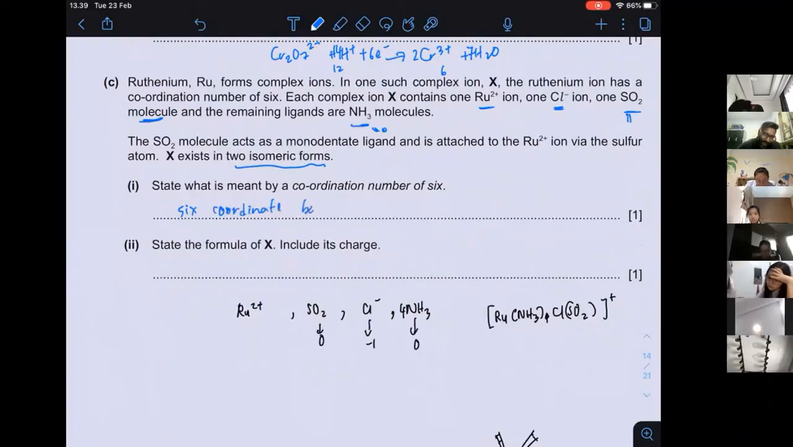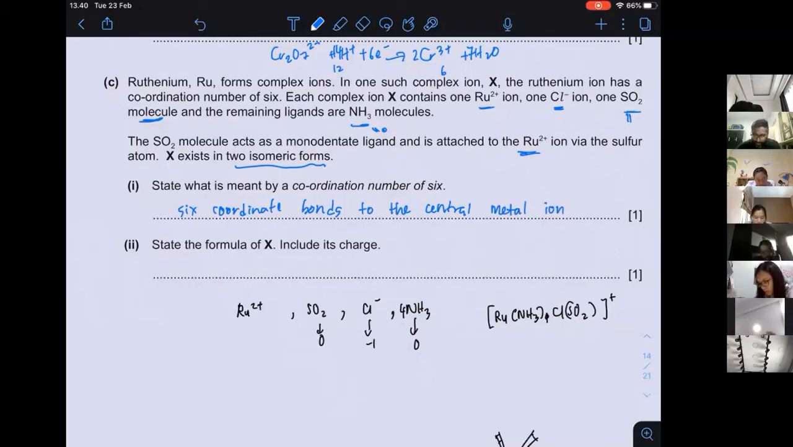Okay, but it's not enough to just simply say 6 coordinate bonds. You must say 6 coordinate bonds to where? To the central atom. Okay, in this case, this is not atom. This is going to be to the central metal ion. Okay, so please write it completely.